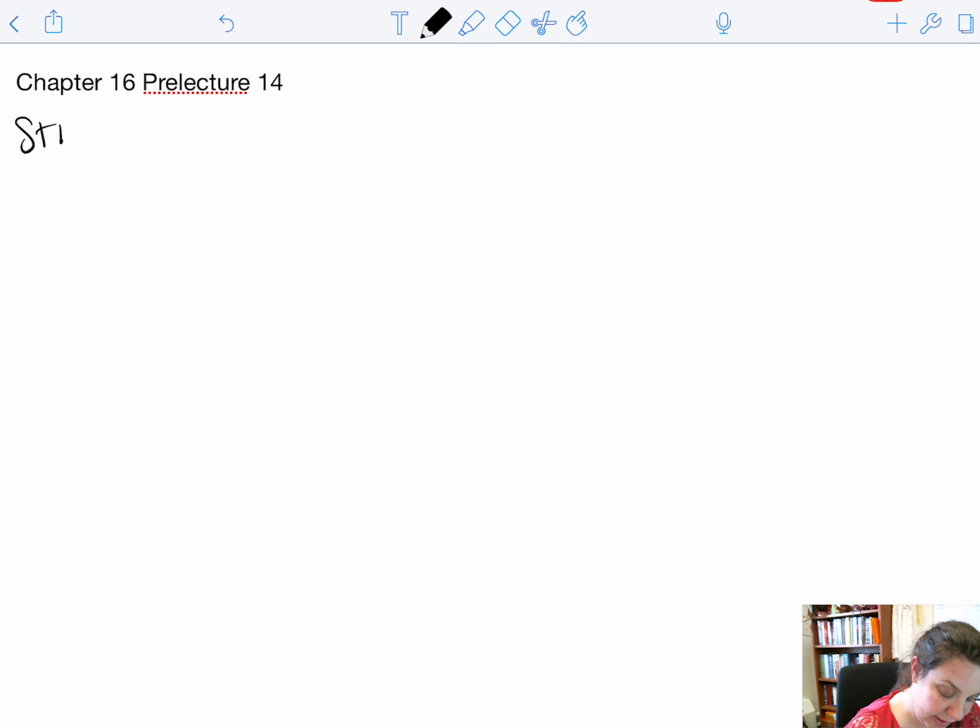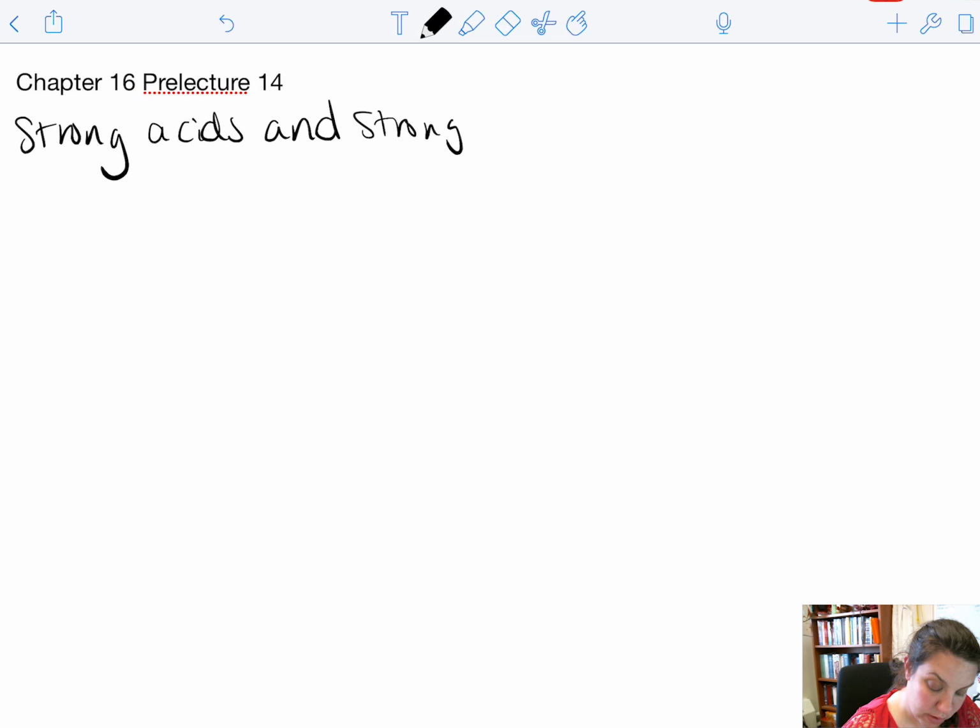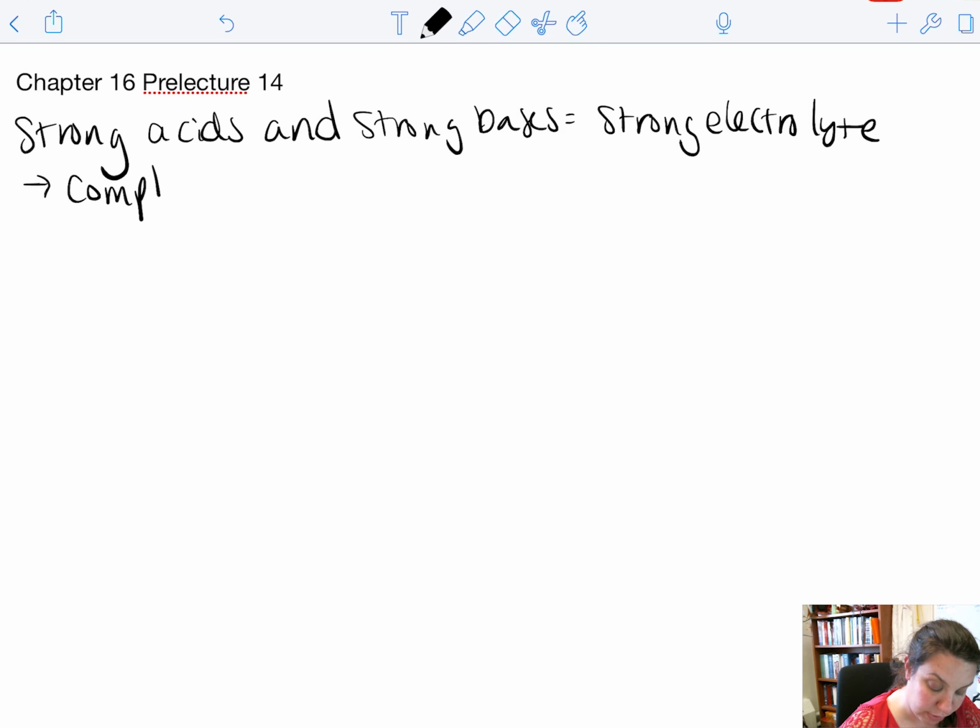A strong acid and a strong base differ from weak acids and weak bases because they are strong electrolytes. And a strong electrolyte is a substance that can be completely broken down into ions in an aqueous solution.